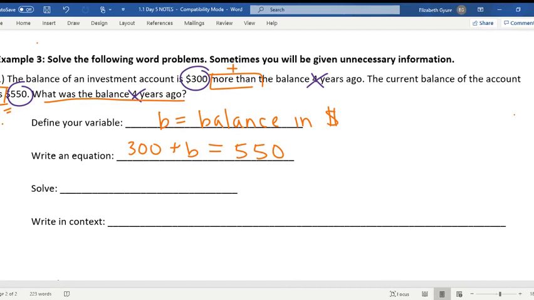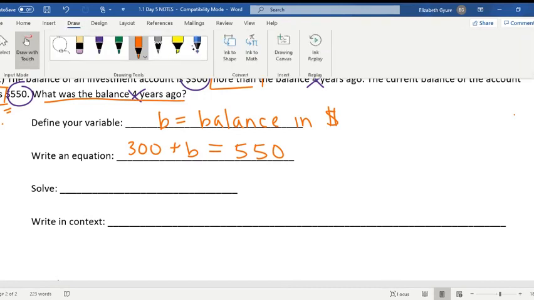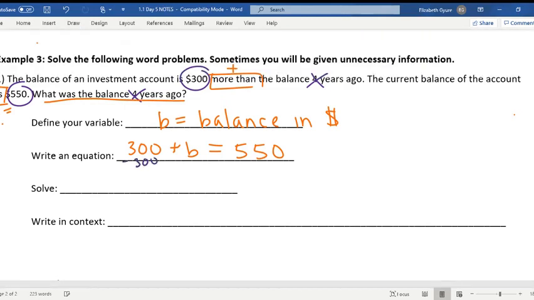Now we need to solve. What would we do to solve this? We want to subtract 300 because isn't the 300 positive, Annalise? Yeah, okay. Good job. So subtract your 300 from both sides. And you're going to get B equals 250. 250 what? Dollars, right?